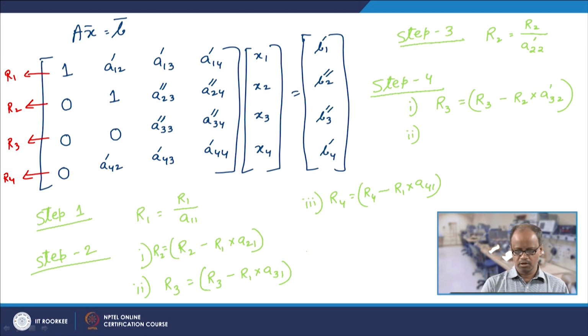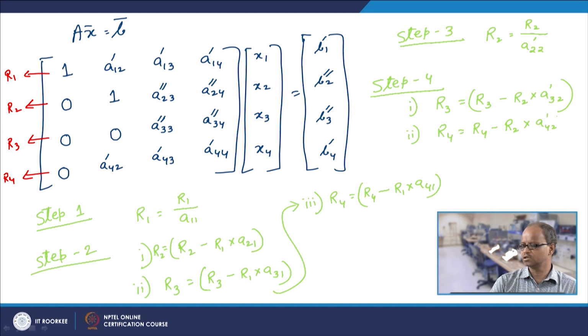Then in step 2, in part 2, R4 is equal to R4 minus R2 into A42 dash. So this is another part we have to do. Once we do that, by the same logic, this becomes 0 and these values get changed. They all become A43 double dash, A44 double dash and B4 double dash.